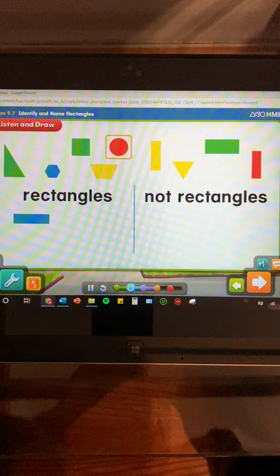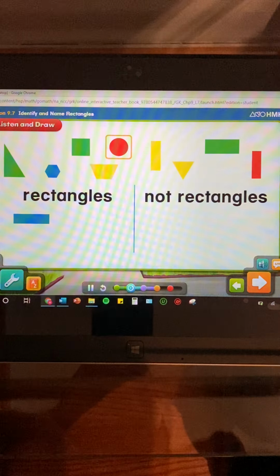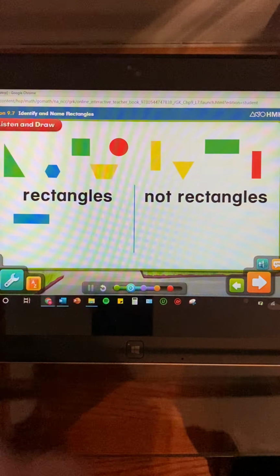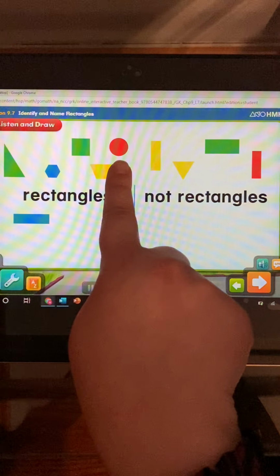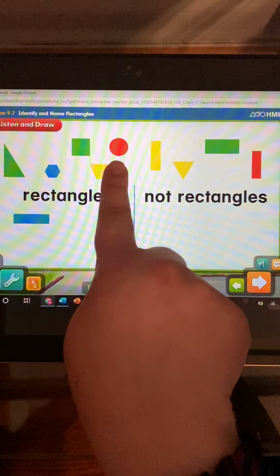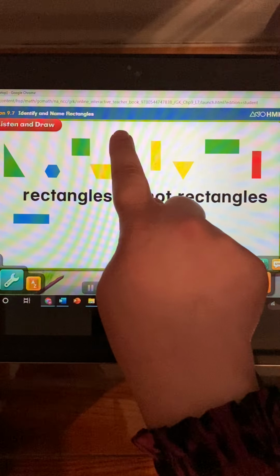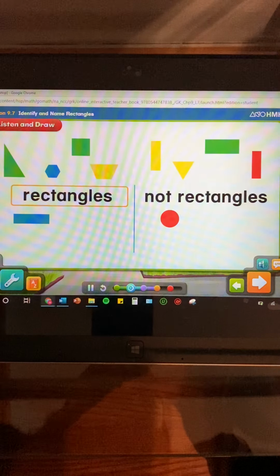This shape is not a rectangle. It does not have 4 straight sides and 4 vertices. Click to move it into the section labeled Not Rectangles. So, what is that shape? It's not a rectangle. What is it? We learned about it last week, or in our last video, I mean. This is a circle.